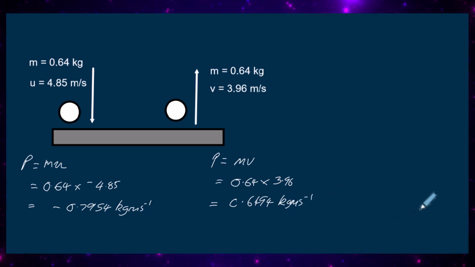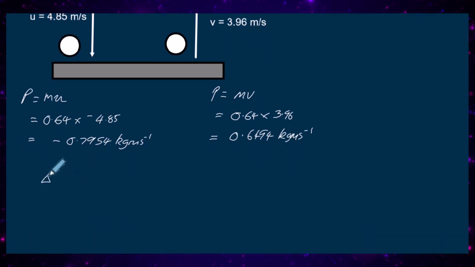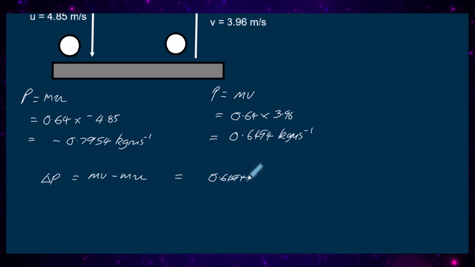Now you can see we're going to have a change in momentum. So the change in momentum is going to be delta p, which we know is going to equal mv minus mu. And we can find the change of momentum, that's going to be equal to the impulse. So the change of momentum is momentum afterwards, which is 0.6494. Take away a minus 0.7954, that's the most important part in this problem. So we do that in our calculator. Remember, it's a minus. Take away a minus, going to give you a plus.